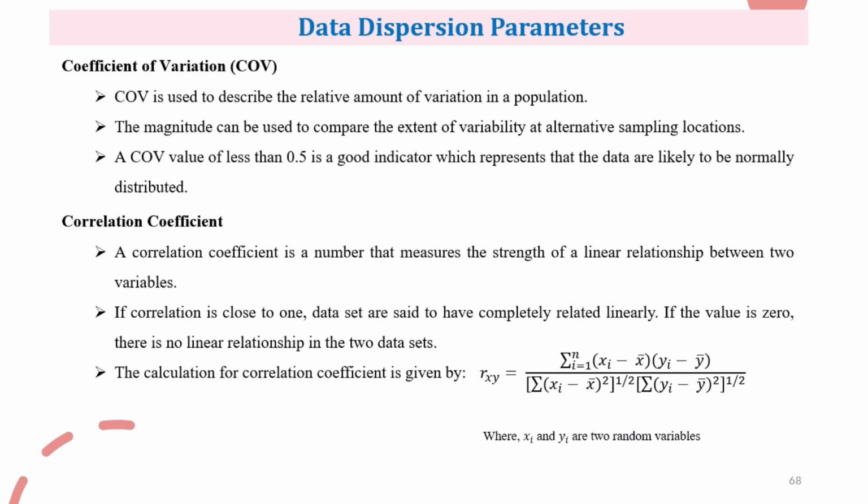Correlation coefficient measures how strongly two variables are related in a straight line pattern. If the correlation is close to 1, the datasets have a strong linear relationship. They increase or decrease together. If the correlation is 0, there is no linear relationship between them.